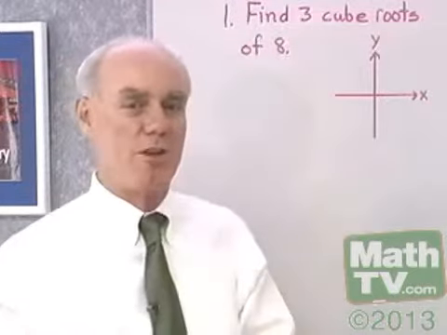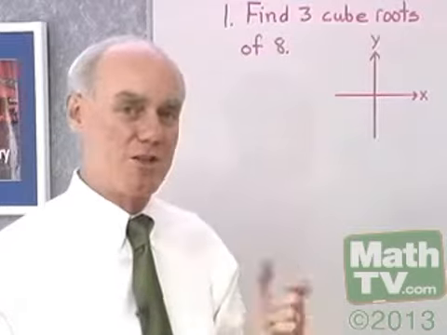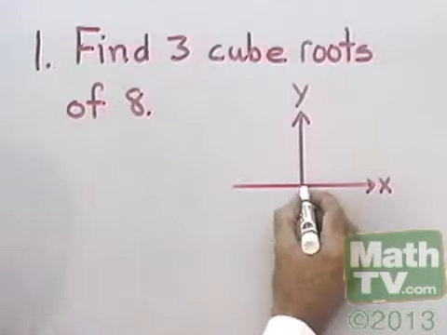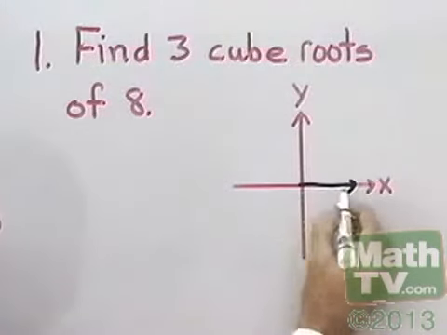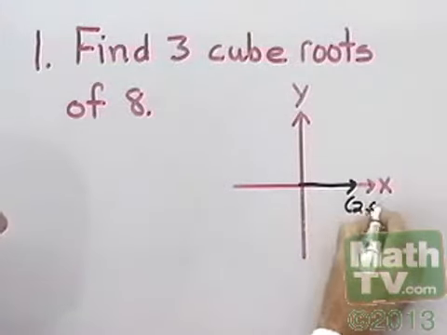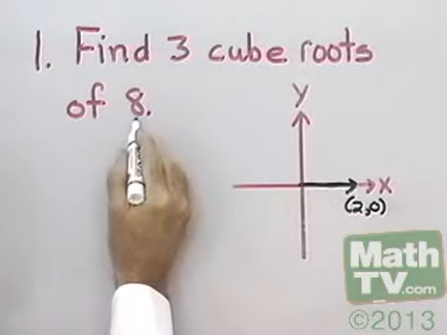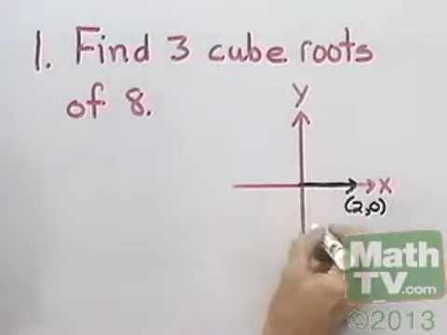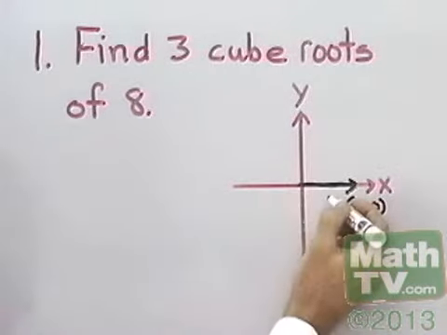Well, I already know one of those, and that's the number 2. 2 is the real cube root of 8, so let's look at its graph. The graph of 2 will be the vector that goes from the origin out to the point (2, 0). So here's the graph of one of the cube roots of 8, which is 2. This is what else I know about the cube roots. They distribute themselves evenly around the coordinate plane.